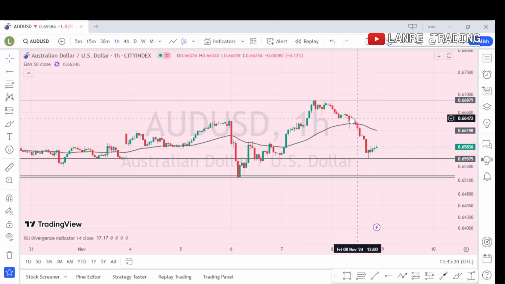So let's patiently wait for price to do whatever it wants to do at this level. So that is that for AUD. I'll move on to the next pair, which is USD CAD.